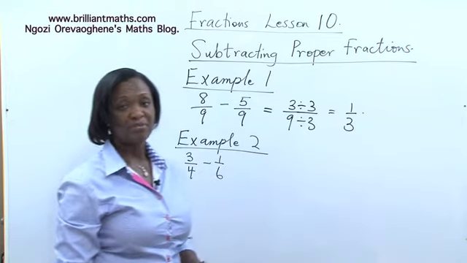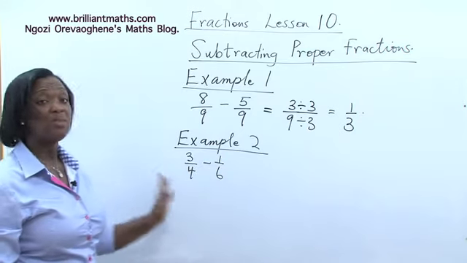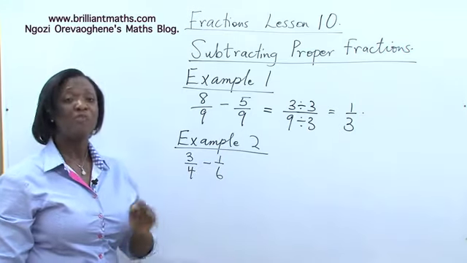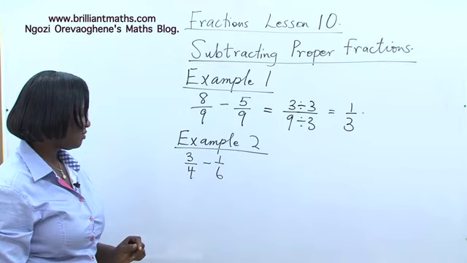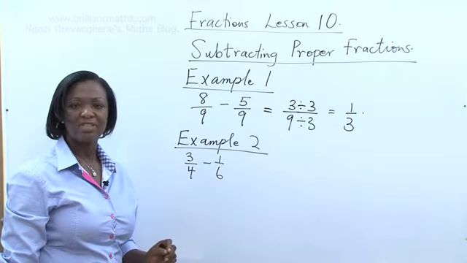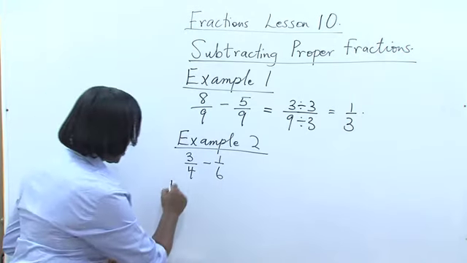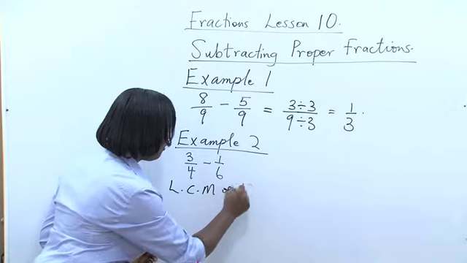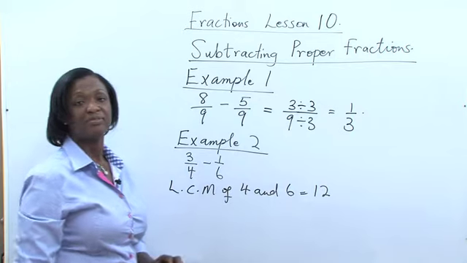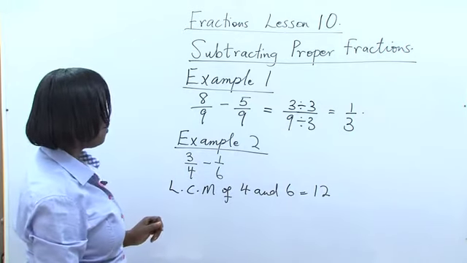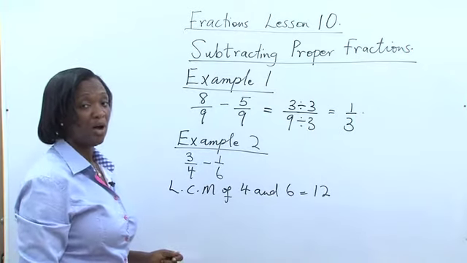Easy. Example 2. 3/4 minus 1/6. Here the denominators are different. So what do we do? We find the LCM of 4 and 6. What do you think the LCM of 4 and 6 is? It's 12. LCM of 4 and 6 equals 12. So we write both of them as fractions with a denominator of 12.